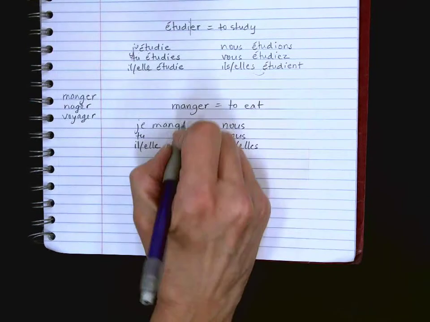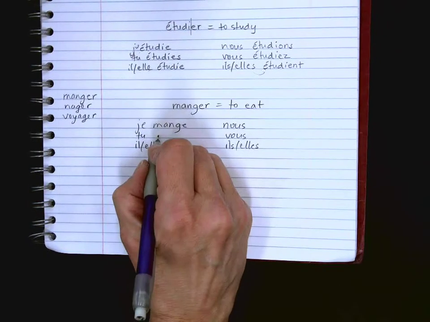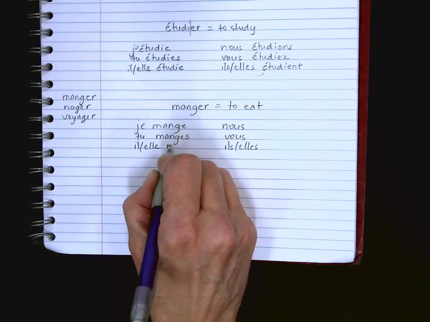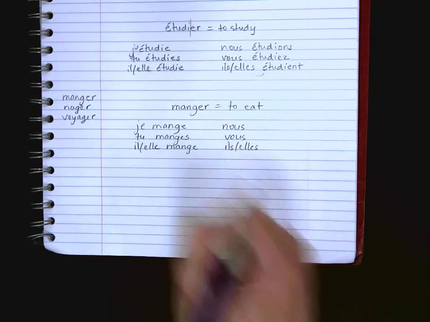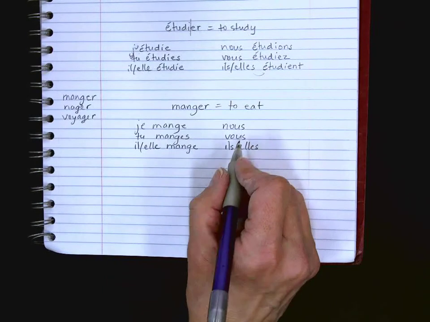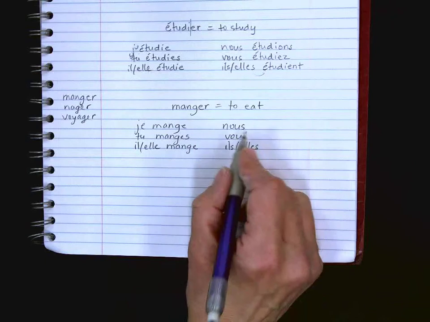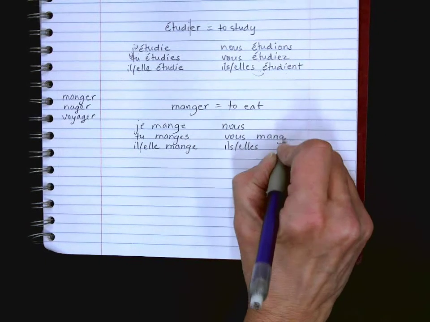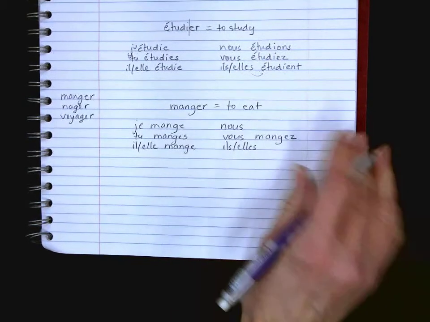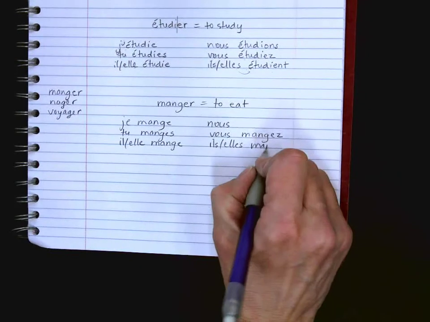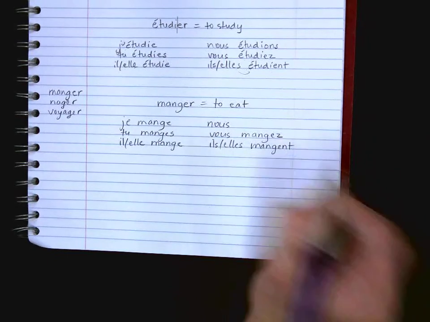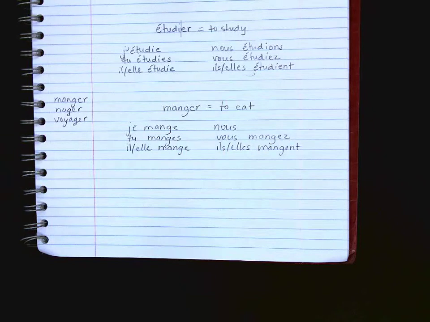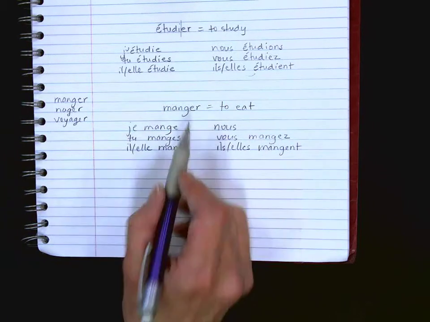You have the stem, you add an E. Tu manges. Yes. Il, elle mange. E. Skip nous for a minute. Don't do nous. Some of you may be really on top of this and trying to get ahead of it. Don't put anything for nous yet. Vous mangez. Easy. Il, elle mange. Silent ENT.